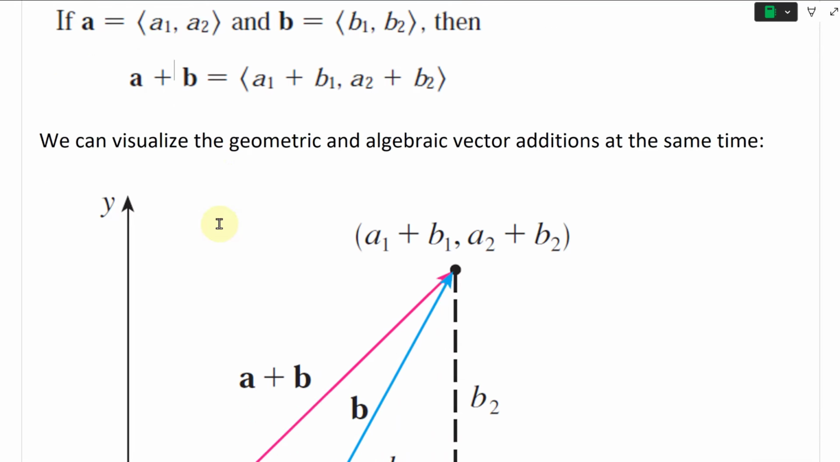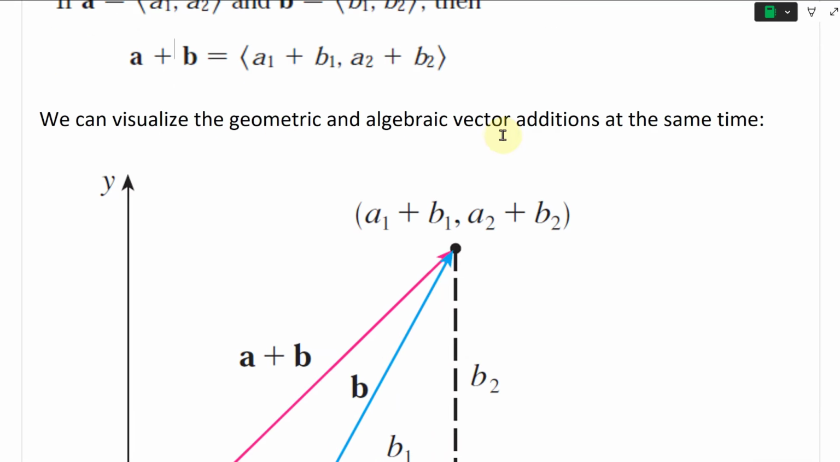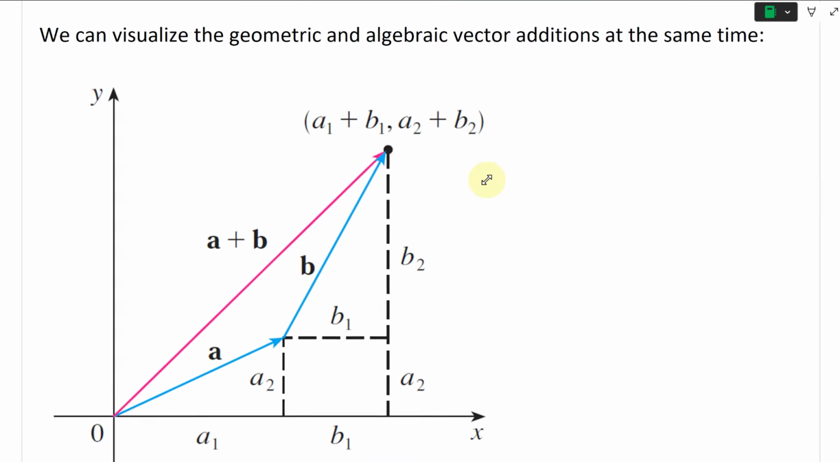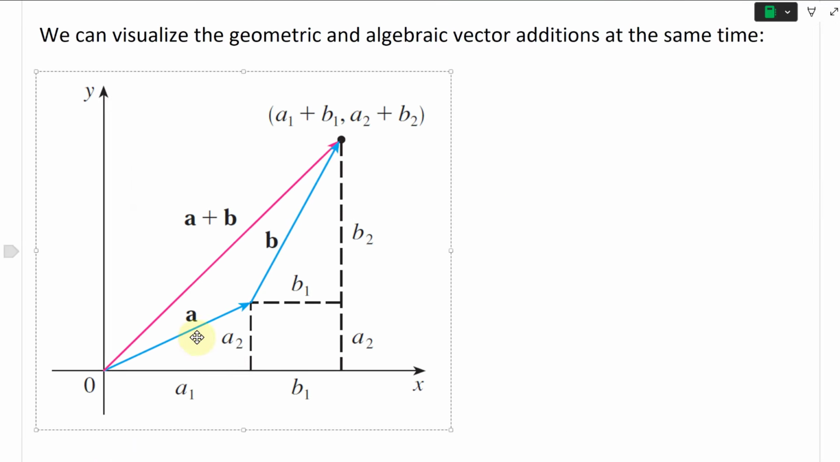And we can visualize the geometric and algebraic vector additions at the same time. So here's a graph showing both of them. Here's A, and then you could put B on top of there, so you're adding these together. You would put the B vector at the end, so the tail of B connects to the head of A. And then you could also put that in coordinate form.